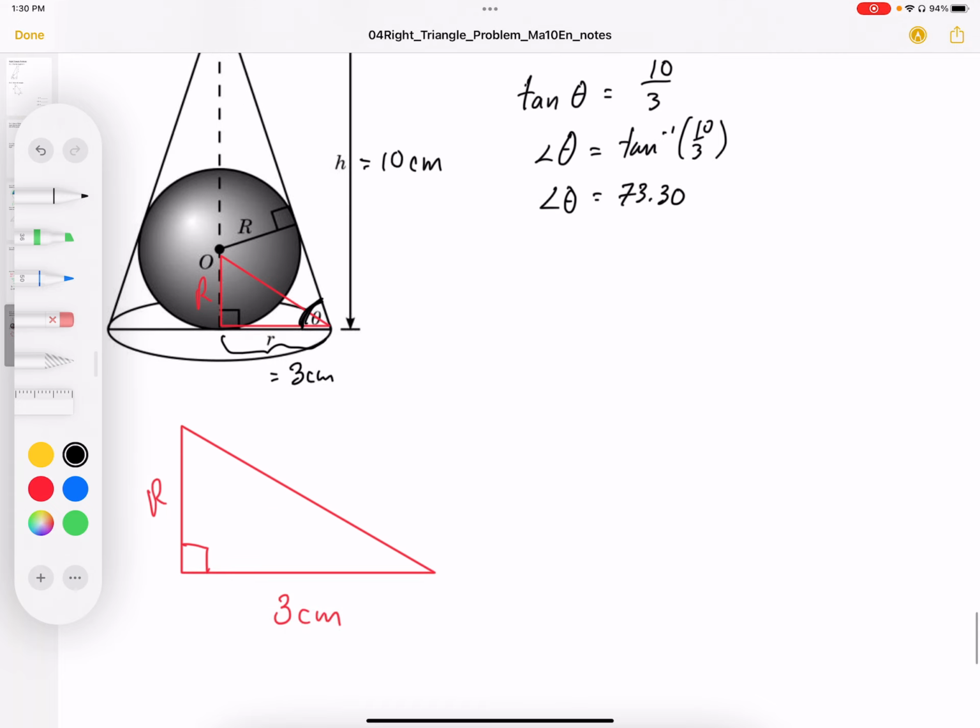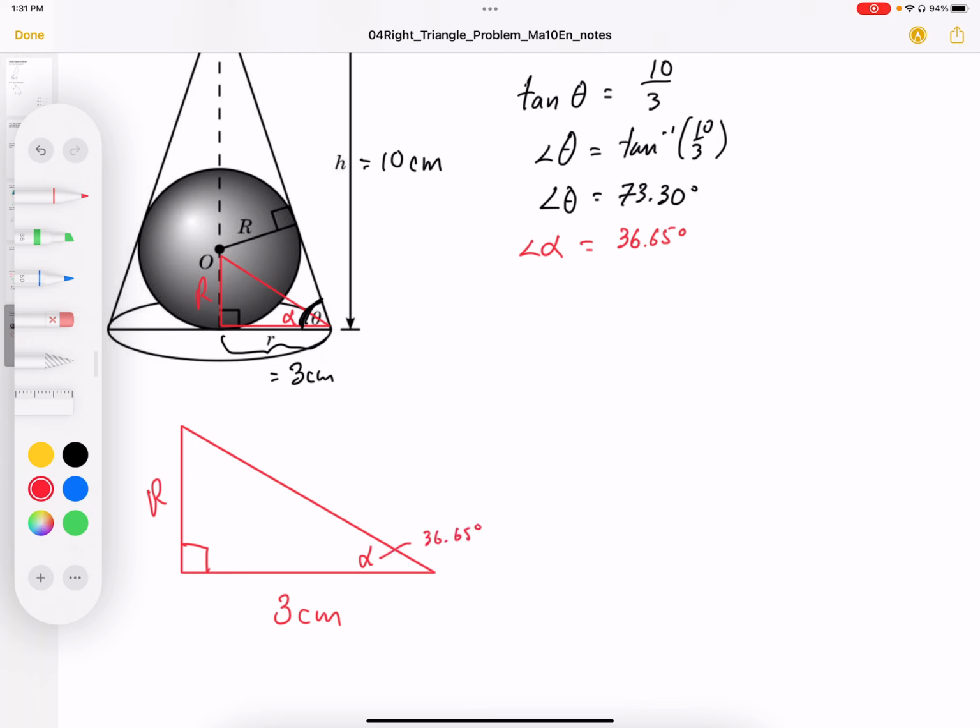Now, to find the radius of this sphere, we're going to use a red triangle there. That's a right triangle, and it basically is going to bisect that angle theta. And that's going to give us this angle, which I'm going to call alpha. So angle alpha is going to be exactly half of angle theta because we're going to split it exactly in half. So that's going to be 36.65 degrees.